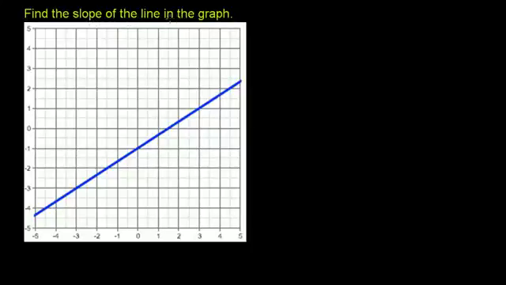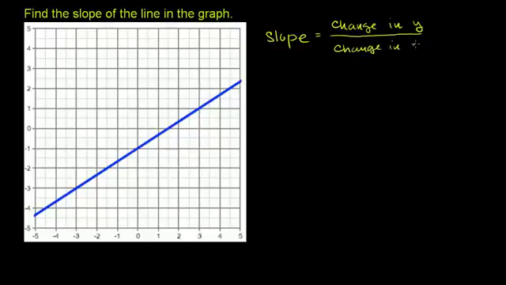The slope of the line in the graph. And just as a bit of a review, slope is just telling us how steep a line is. And the best way to view it, slope is equal to change in y over change in x. And for a line, this will always be constant.